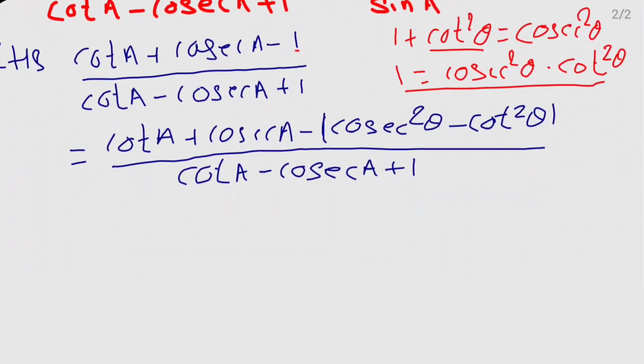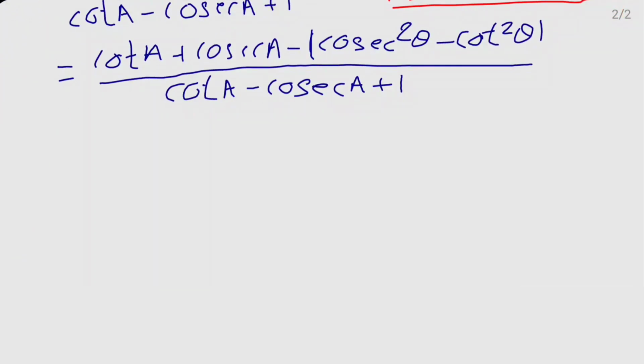And now in the next step here, cot A plus cosec A as it is, and minus in a bracket. Look at here, cosec square theta minus cot square theta. So it is in the form of a square minus b square, and we know that a square minus b square expanded form is (a plus b)(a minus b). It becomes here (cosec theta minus cot theta)(cosec theta plus cot theta).